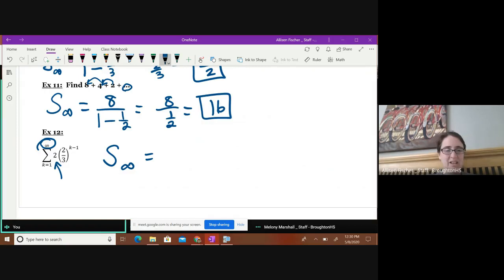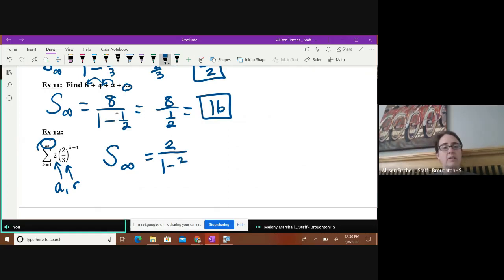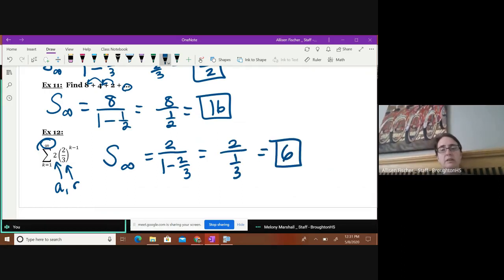All right. So here, the key to this one is that you have to pick out the A1 yourself. You have to recognize that off to the right in your sigma notation, this is your formula. It's A1 times R to the n minus 1. So your A1 and your R are written here in the formula. So A1 is 2, and then it's 1 minus R. So you simplify, you get 2 over 1/3. Keep change flip. Your sum is 6.